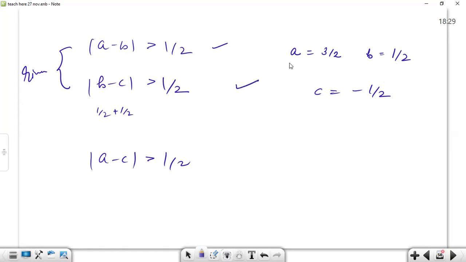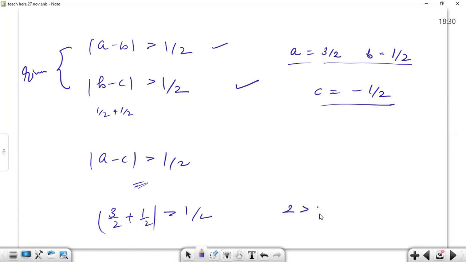Now let's check for these particular numbers whether this condition is satisfying or not. So A minus C, 3 by 2 minus of C, this becomes 1.5 plus 0.5, that is 2, which is greater than half. Is it true? Yes, sir. So for these particular numbers, it is satisfying.